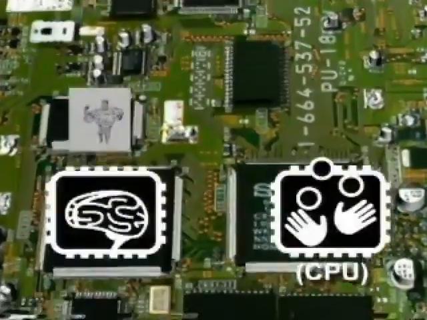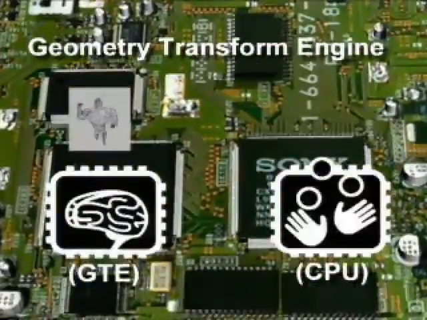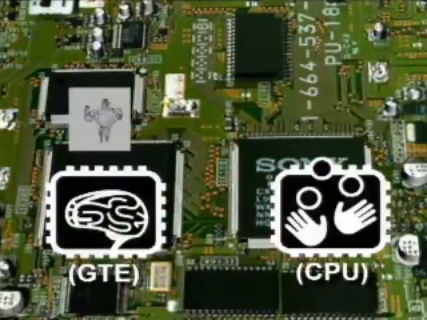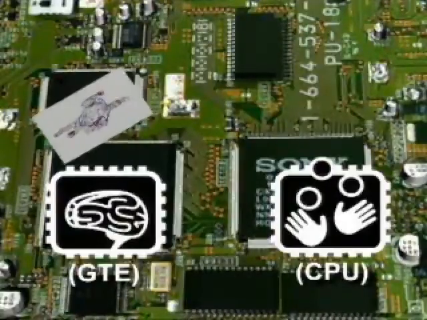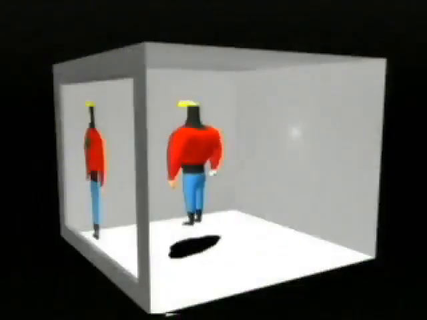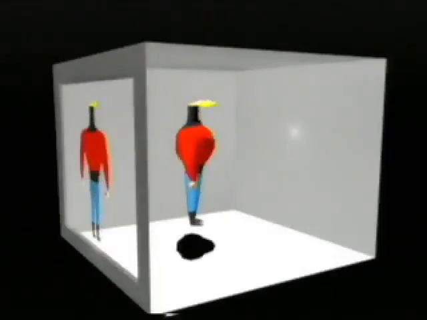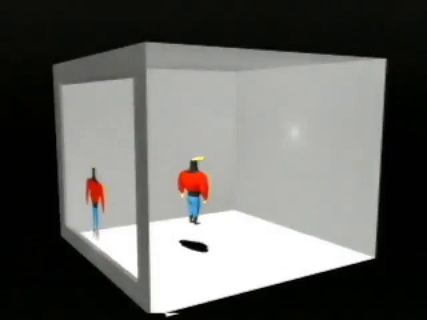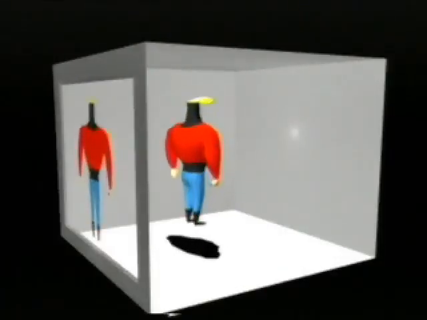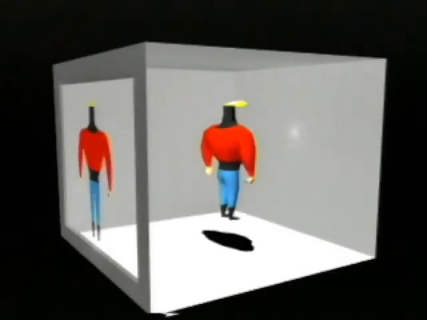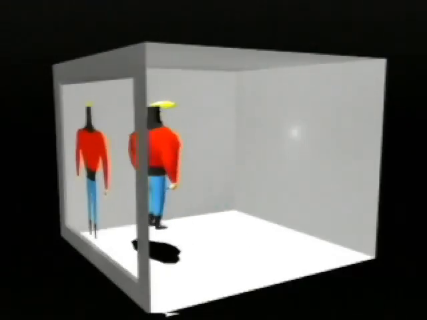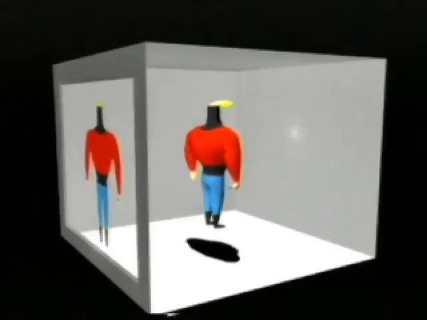The 3D coordinates get sent to the math brain. It's the Geometry Transform Engine, or GTE. The math brain does calculations that scale, rotate, and translate. That's not easy. The game is 3 dimensions, but the screen is only 2 dimensions. So the math brain has to flatten a 3D world onto a 2D screen using perspective conversion. Be glad you're not crunching the numbers yourself.